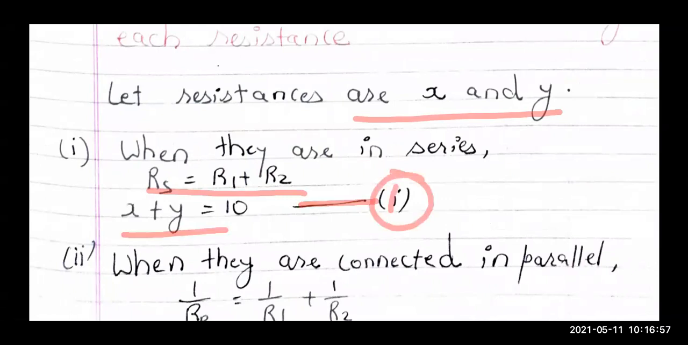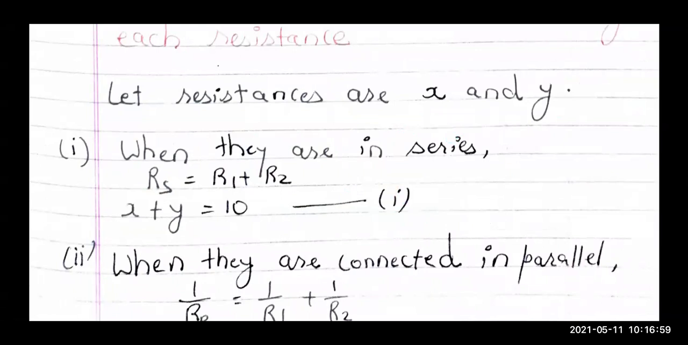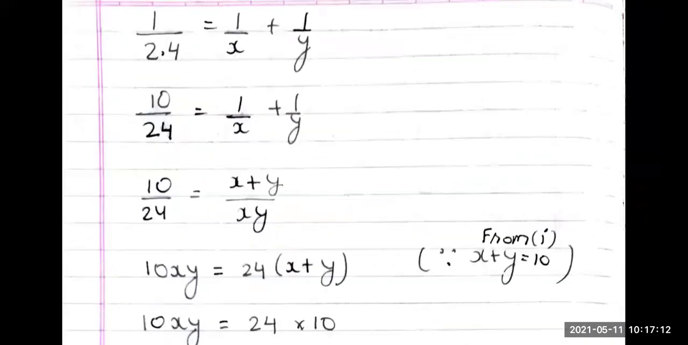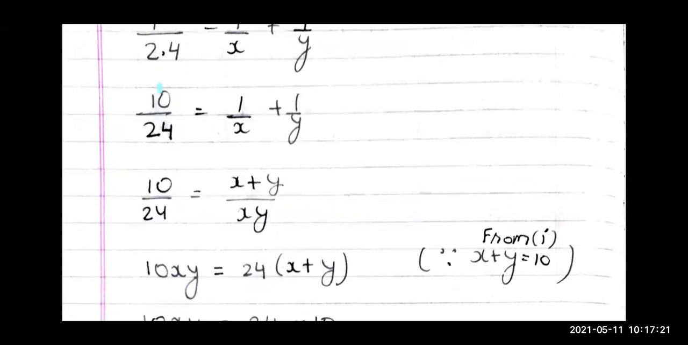Got it? Now children, when they are connected in parallel, we know the formula is 1 upon Rp equals 1 by R1 plus 1 by R2. Rp value is 2.4. So 1 upon 2.4 equals 1 by X plus 1 by Y. Now if I want to remove the decimal, I will divide it by 10, right? Dividing it by 10, 10 will go in the numerator. So we'll get 10 by 24 equals 1 by X plus 1 by Y.